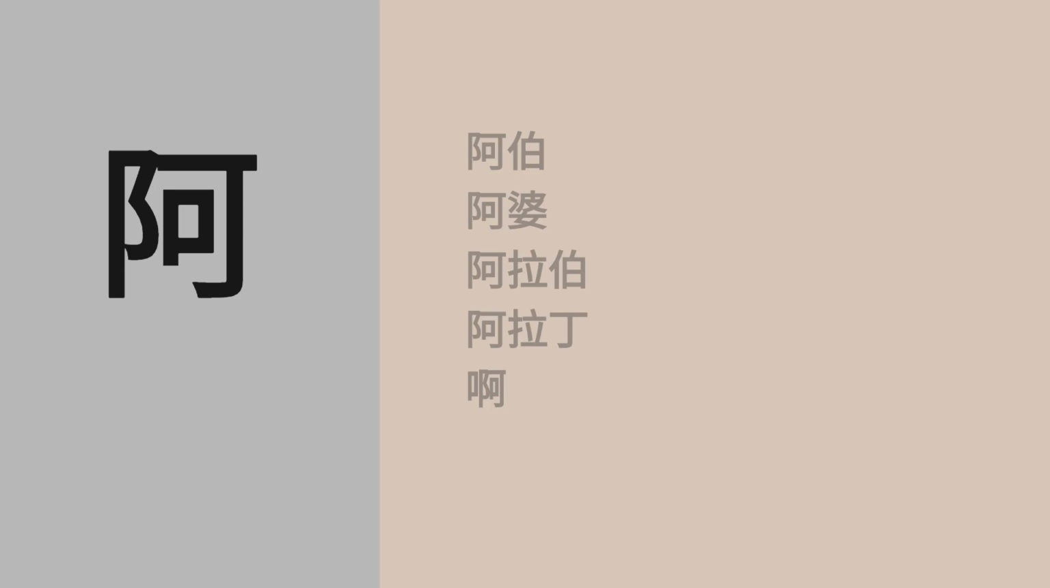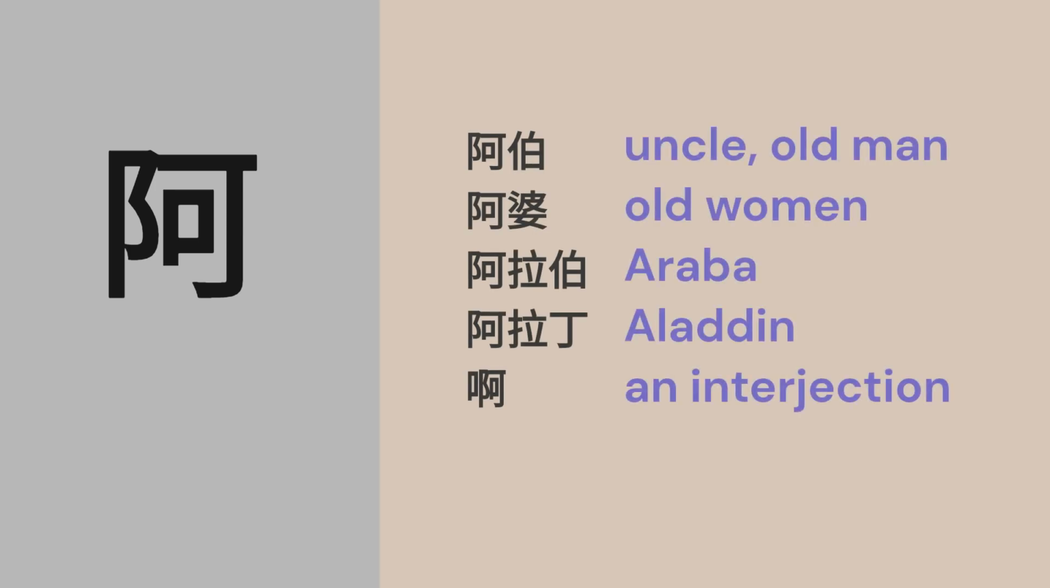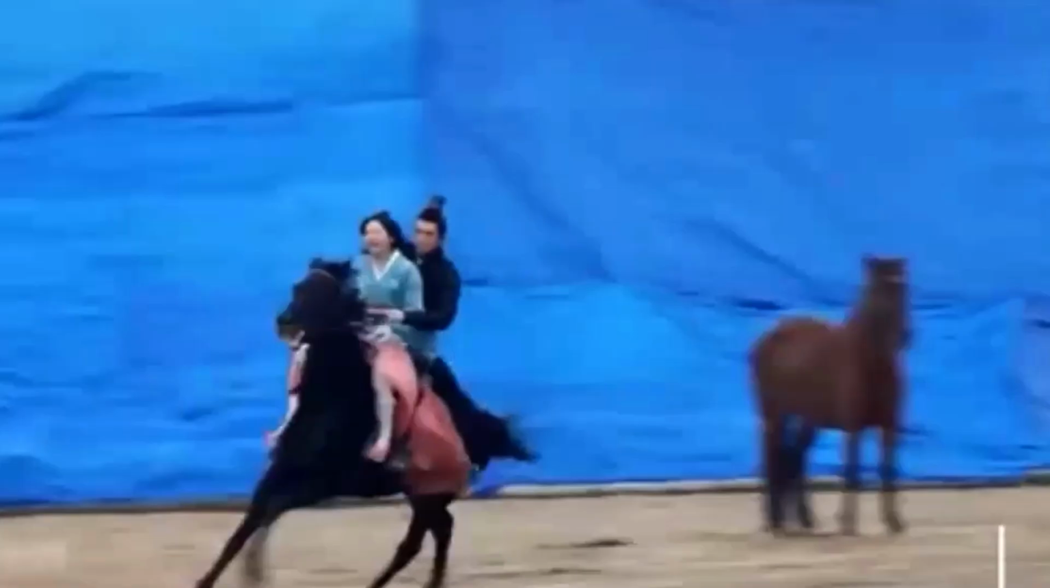For example, "a" as in 阿伯、阿婆、阿拉伯、阿拉丁, and it's a homophone of "ah", which is a natural interjection used by a Mandarin speaker when he or she gets shocked or needs help. 啊，救命啊! In fact, you can find all of the A, E, I, O, U sounds in Mandarin.